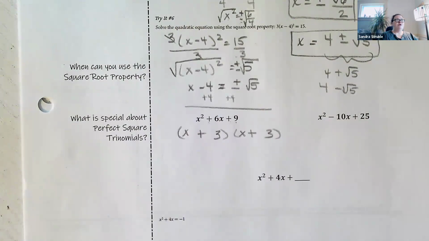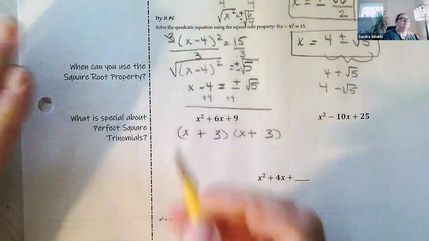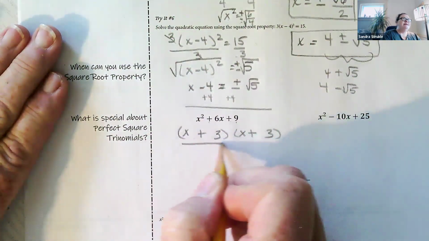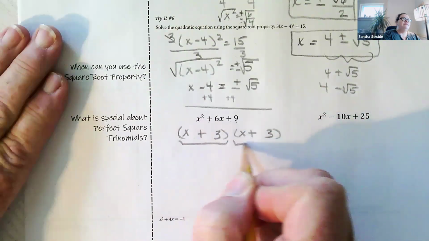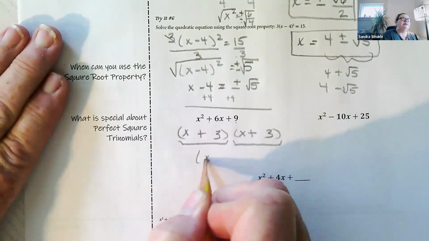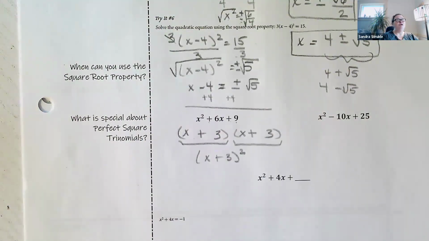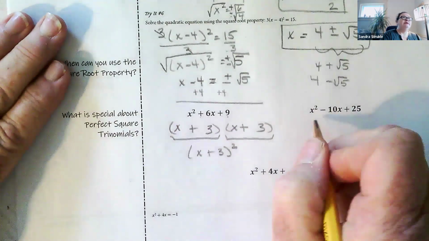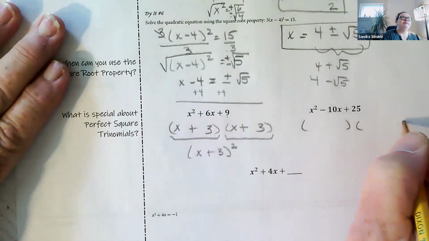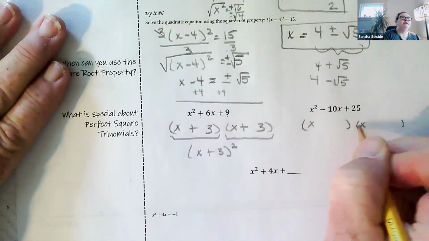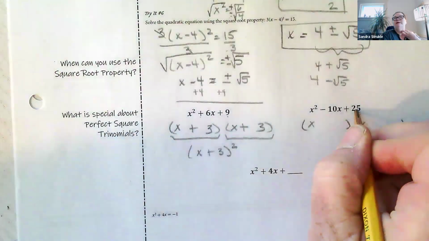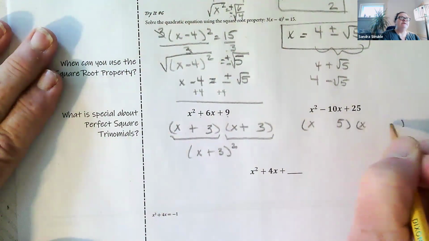So this is a perfect square trinomial. And what that means is, because we have 2 of the exact same binomial, this is the same thing as x plus 3 squared. Now there's a little trick for finding the square of a binomial as well. Let me see what this next one looks like. We've got x and x, 25. Well, 25 and 1 is not going to do it, so it's got to be 5 and 5.